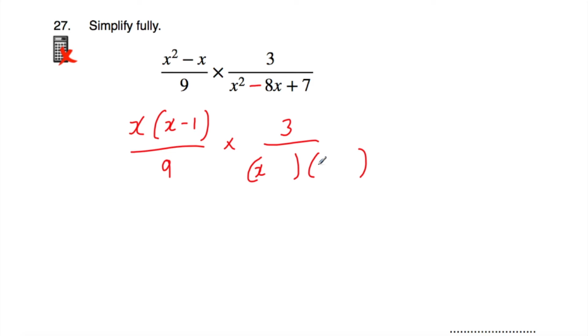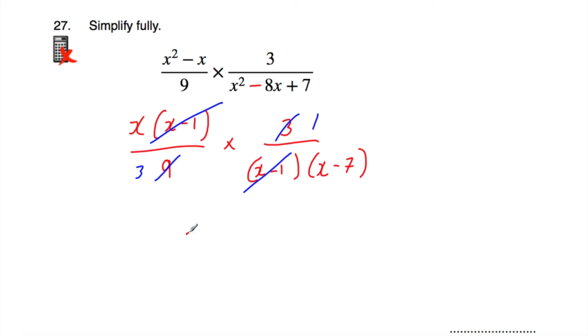bracket, bracket, x squared, so x and x. We want to find two numbers that multiply together to be 7, and that will add together to be minus 8, so I'm thinking minus 1 and minus 7. That's fantastic. We've factorized this numerator here, and we've factorized this denominator here. Now let's see if we can cancel down. I'm just going to change color of ink here, just to help us keep track of where we're at. We can divide both this numerator and this denominator by x minus 1, so that would leave us with an x here and an x minus 7 there. And then this numerator and this denominator are both divisible by 3, so let's divide both of those by 3. 9 divided by 3 is 3, and 3 divided by 3 is 1.